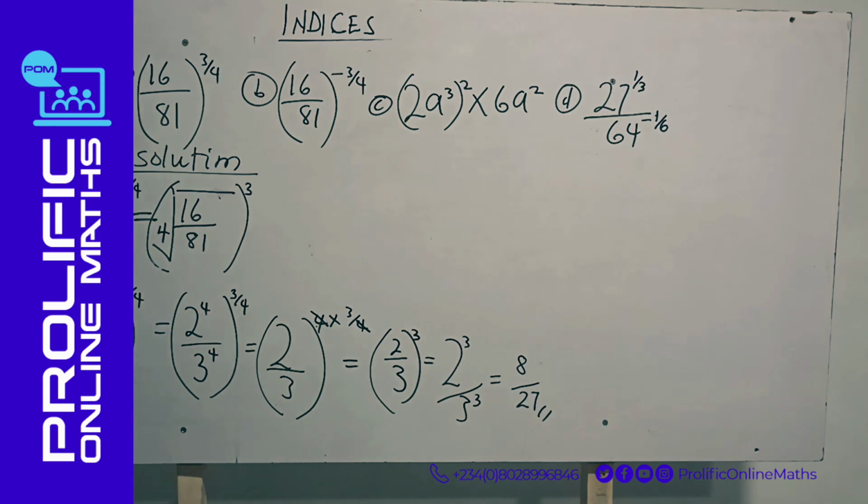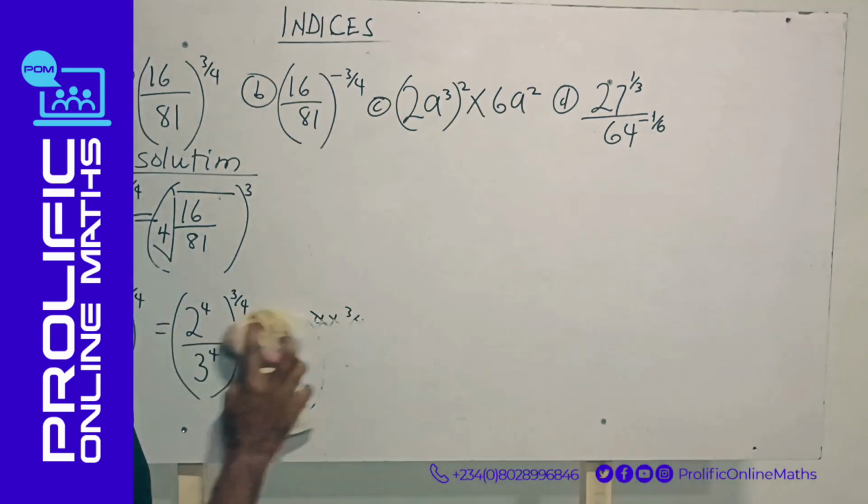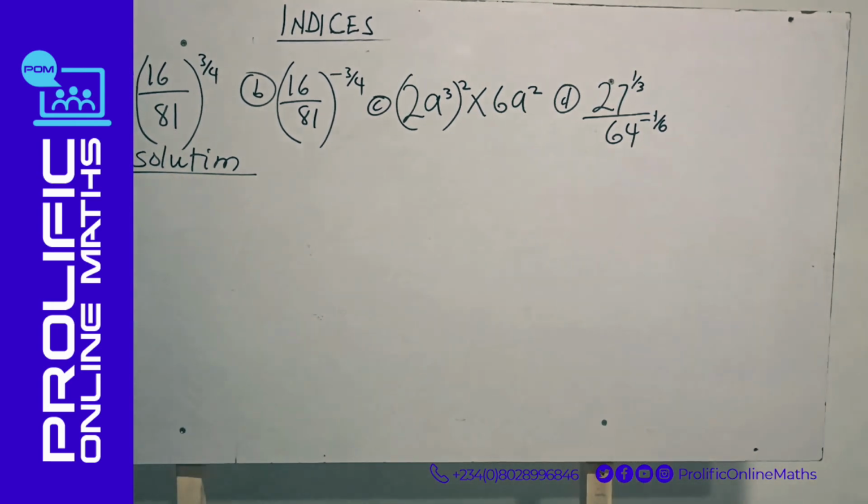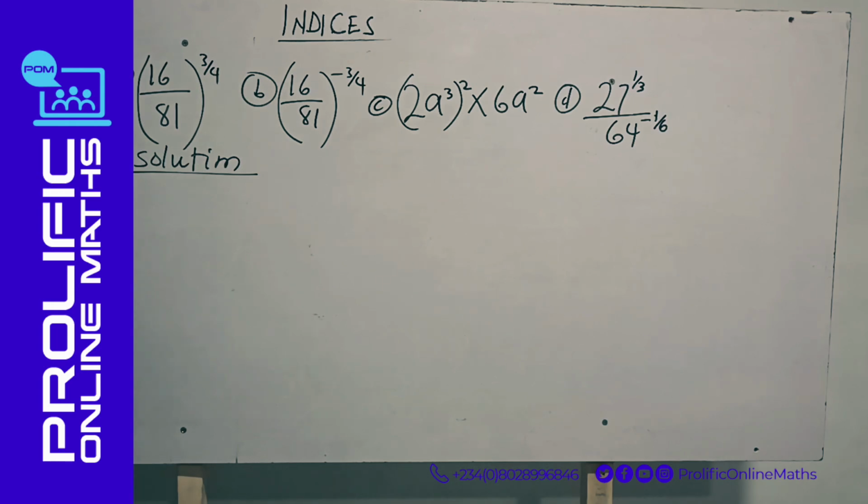Moving on to the next question, which is question B. (16 over 81) raised to power negative 3 over 4.